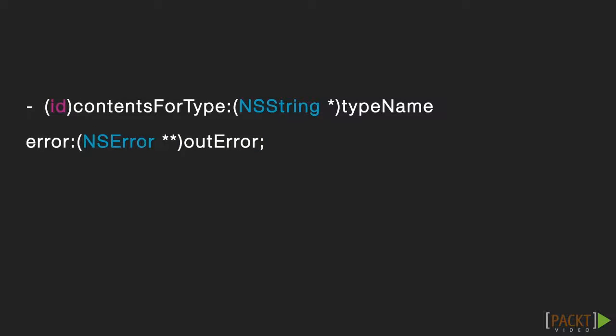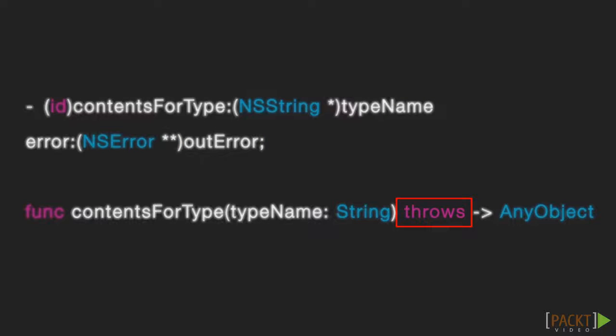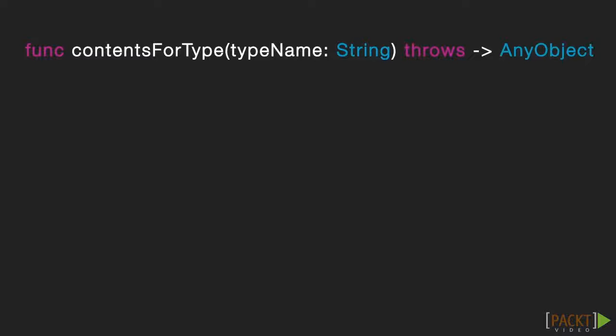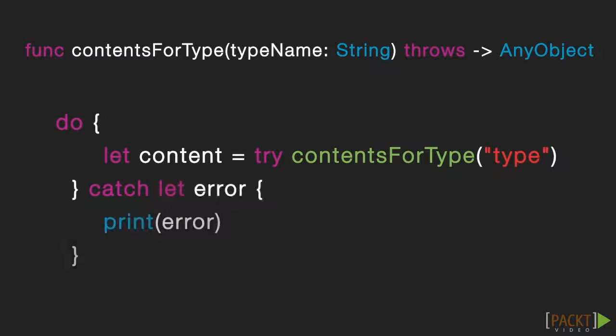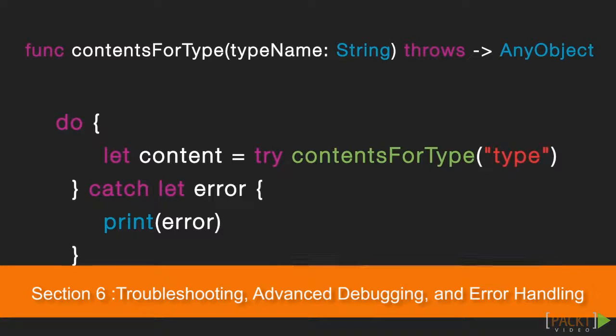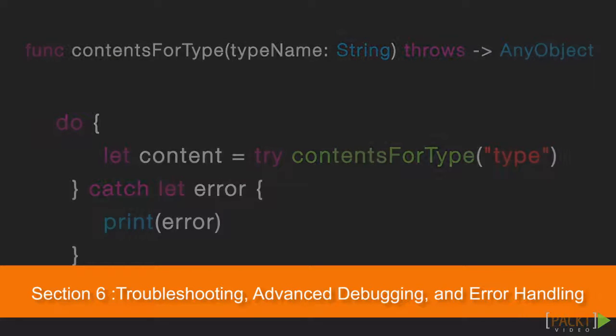Swift removes the error parameter altogether and utilizes the new throws keyword, which tells us that the method has the ability to throw an error. Functions marked with throws should be called within a do-try-catch block to handle the error should one arise. We'll be looking closely at error handling in Section 6, Troubleshooting, Advanced Debugging, and Error Handling.